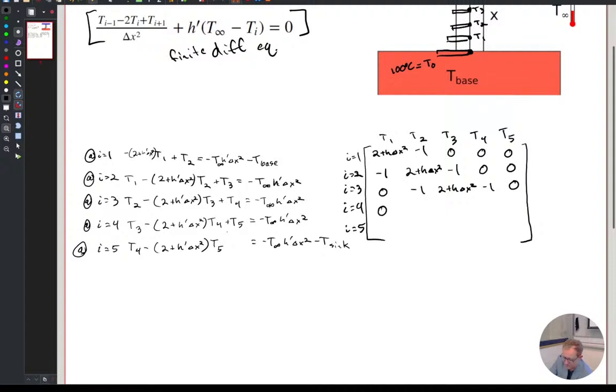In equation 4, I've got a 0, a negative 1, 2 plus h delta x squared, and then a negative 1. And then in the last equation, 0, 0, 0, negative 1, 2 plus h delta x squared. And all that is going to be multiplied by this vector of my unknown T1 through T5.